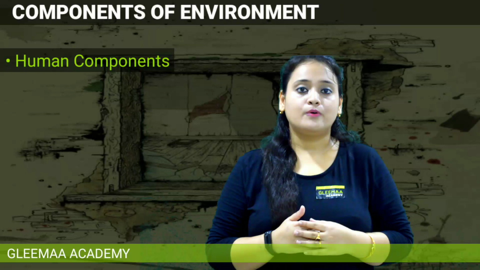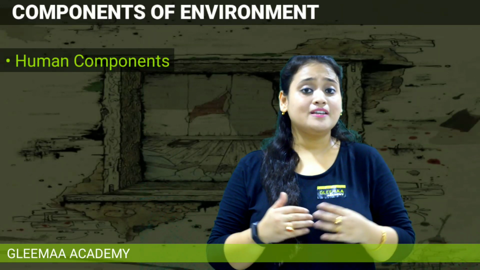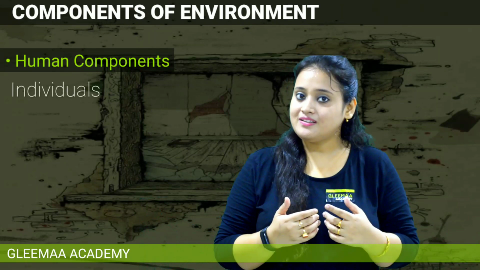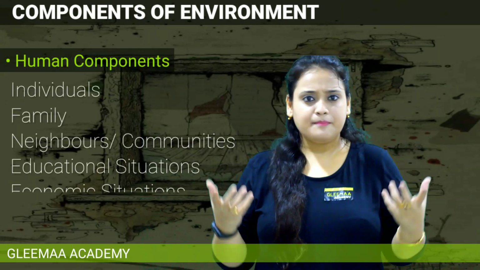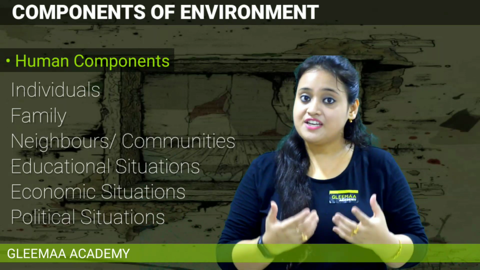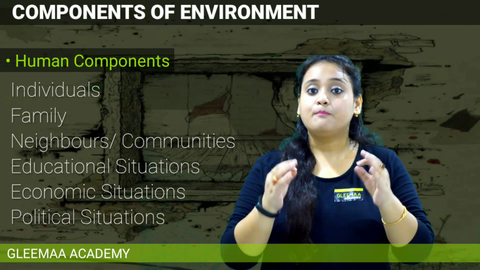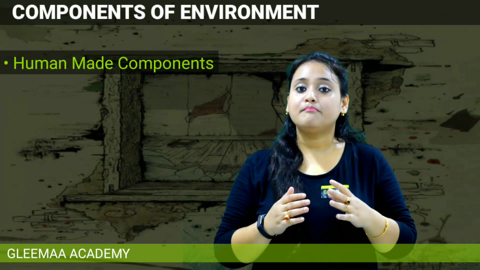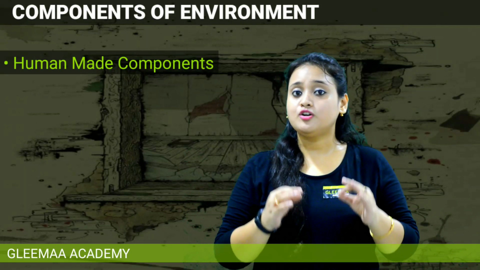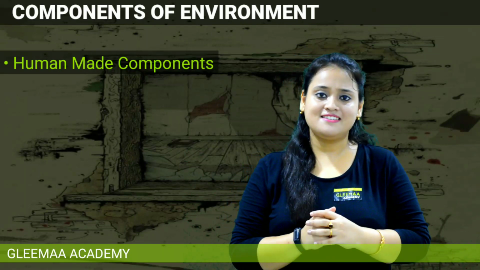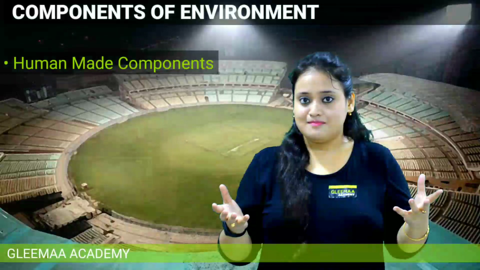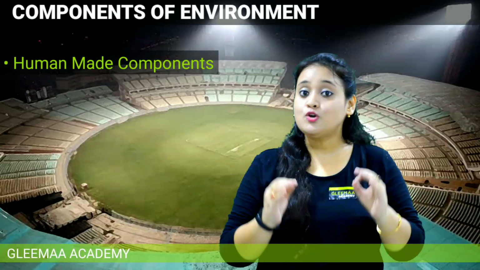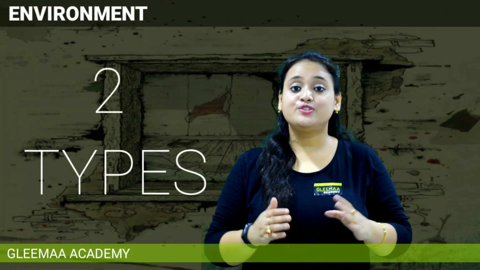And if we talk about human components, it comprises individuals, our family, our neighbors or community, our educational, economic, and our political situations. And lastly, human-made components. This simply consists of roads, buildings, bridges, our stadiums, or anything that humans have made.